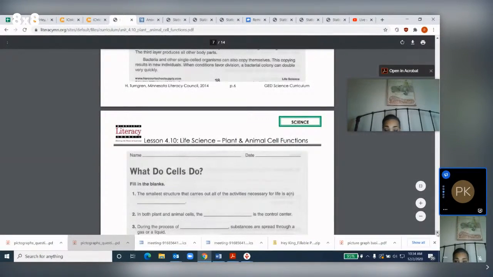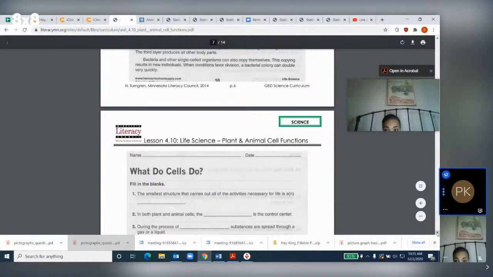Okay, so you guys, these are just questions from this reading, and I will go over these with you. So the first one, the smallest structure that carries out all the activities necessary for life, that would be a cell. And these are all covered in the reading. So if you want to go back and look for this, you can, but I'll go over them now. And once again, the answers are at the end.